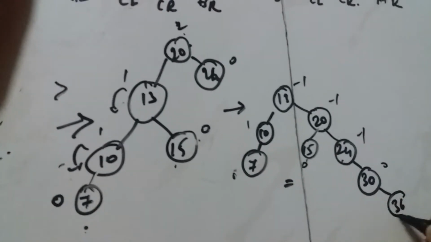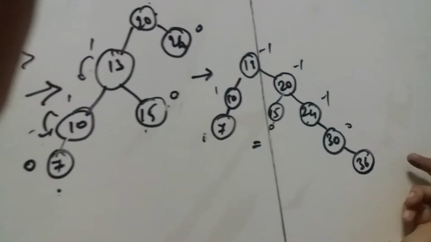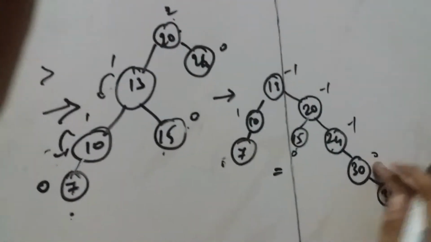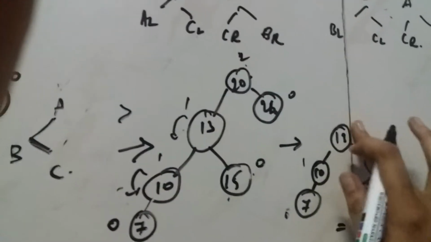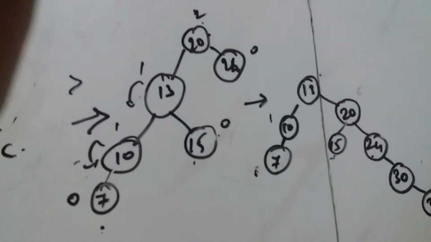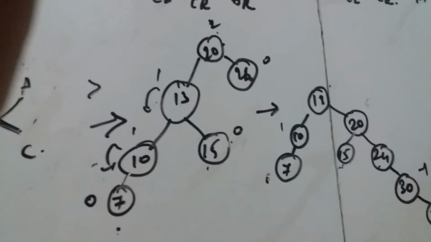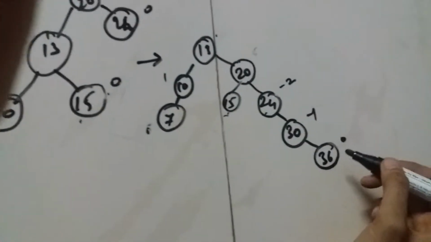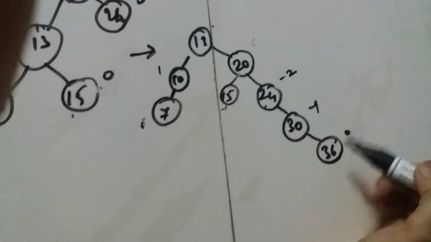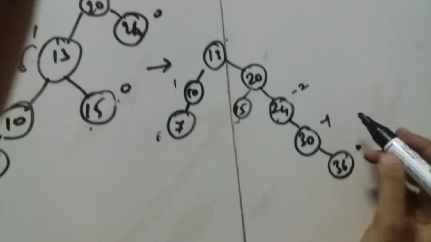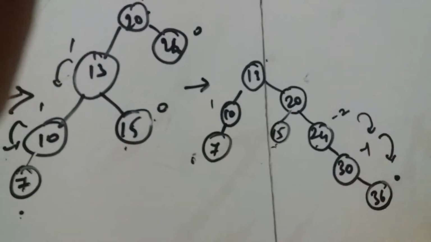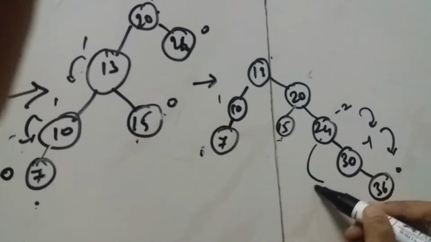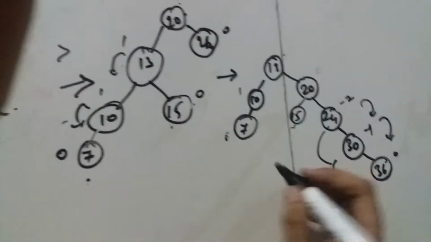36 is greater than 30, so it comes to the right side. You need to consider the balance factor. Here it is 0, here it is minus 1, here it is minus 2. So there is imbalance at this node after inserting 36. 36 is inserted as right of right subtree, so the rotation will be left. So it is a single rotation.